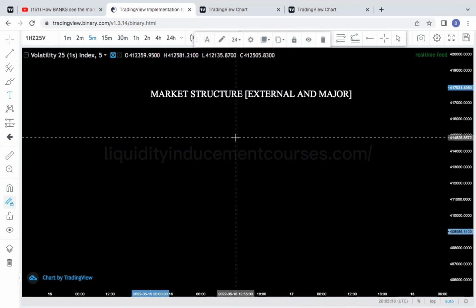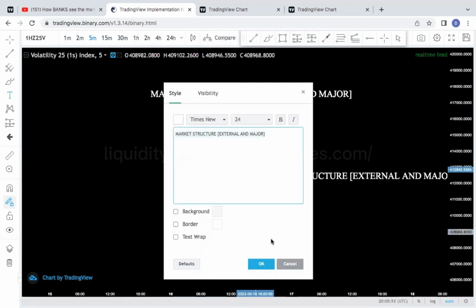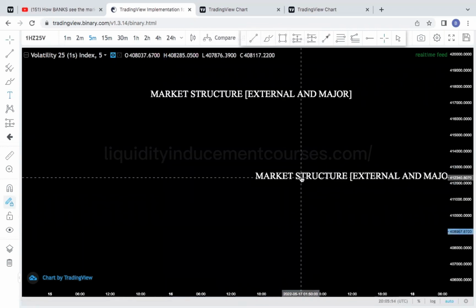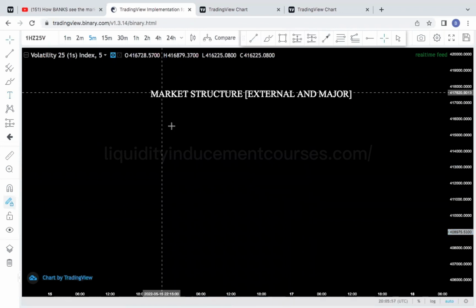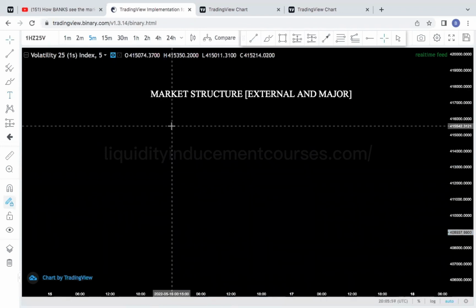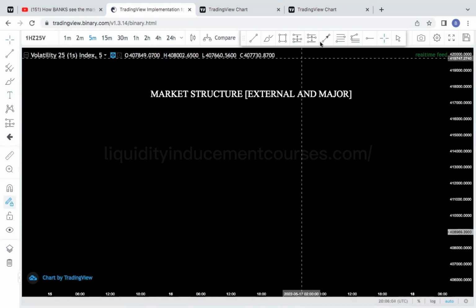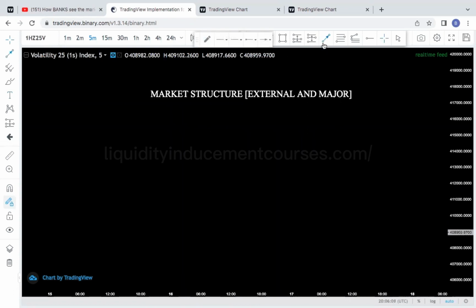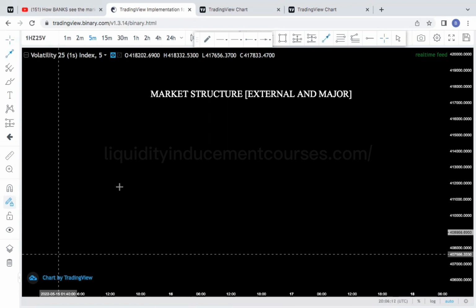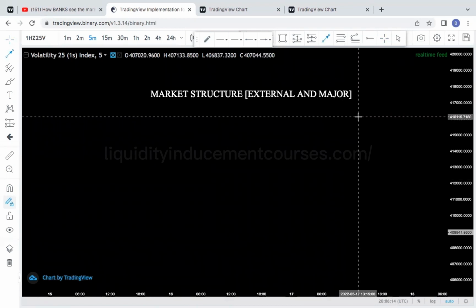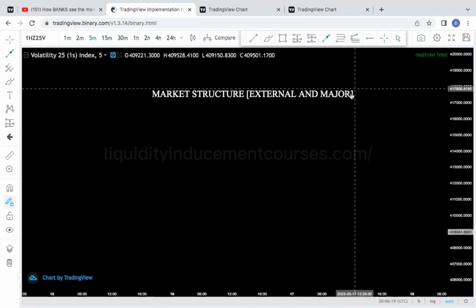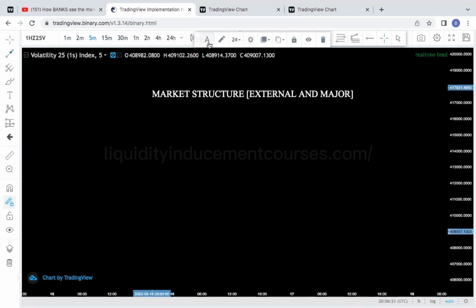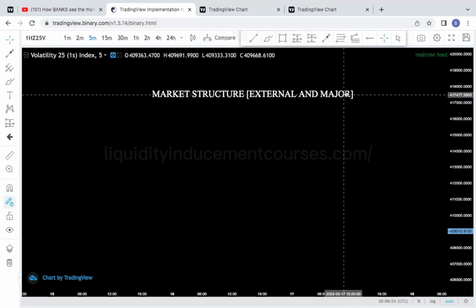Now, I talked about market structure the last time, and I explained that I was introducing the concept of weak highs and strong lows, and weak lows and strong highs, if you all can remember. So today we'll try to make some progress. We're talking about market structure, and about external and major liquidity inside of market structure.